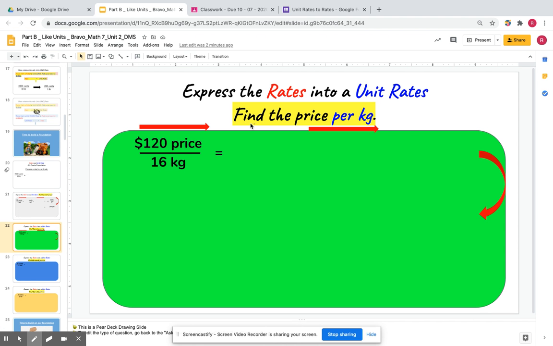Now the statement reads, find the price per kilogram. So they're interested, how much are you going to pay for 1 kg? And I'll draw a little box because we do not know that value. To solve this type of problem, remember we started with the steps. Step 1 was to separate your numbers from symbols and units.